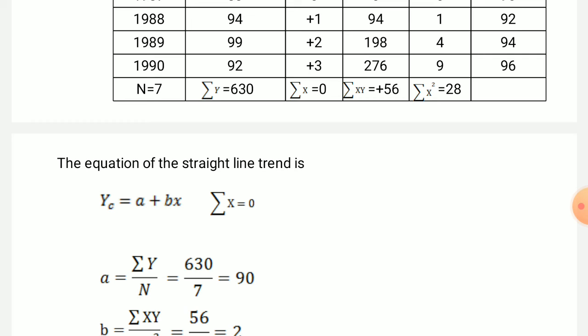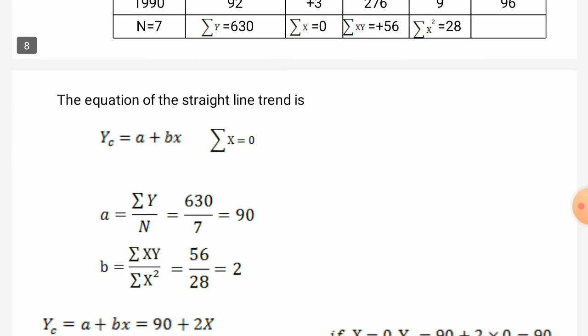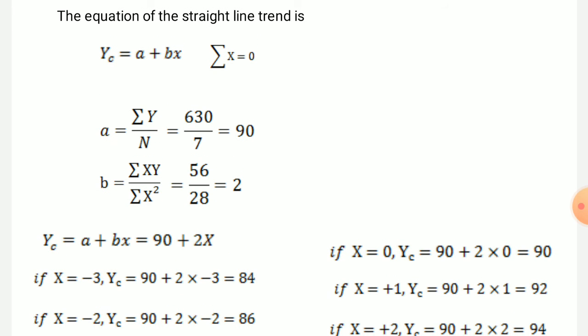Then 630 by 7 is equal to 90. Then b is equal to sigma xy by sigma x square is equal to 56 by 28 is equal to 2. Therefore the values of the constants or unknowns a and b are 90 and 2 respectively. So therefore yc is equal to a plus bx.